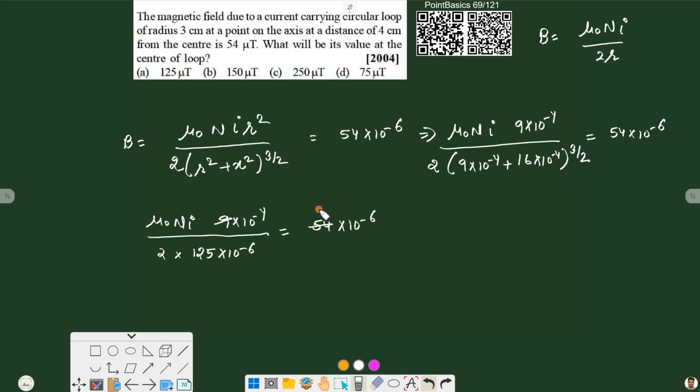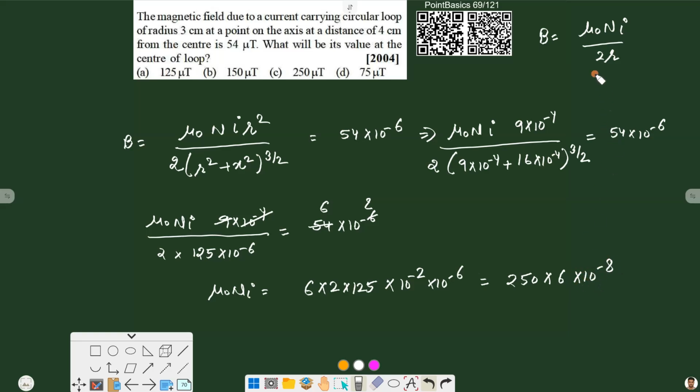Now this will go on 6, and here we will have 10 raised to power minus 2 left. So mu node ni is equal to 6 times 2 times 125 into 10 raised to power minus 2 from here, and 10 raised to power minus 6. So it will be 12 into 125, or I can say 250 into 6 into 10 raised to power minus 8.